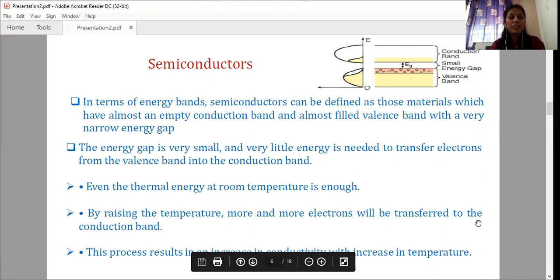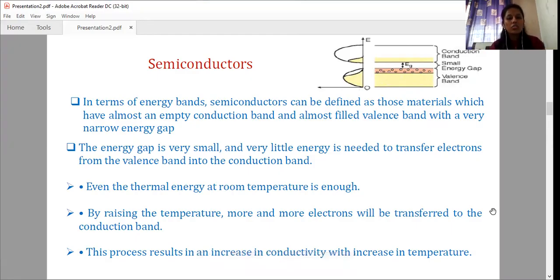When the conductivity of the material increases, the temperature also increases. This means that simultaneously, when the conductivity increases, the temperature increases too.